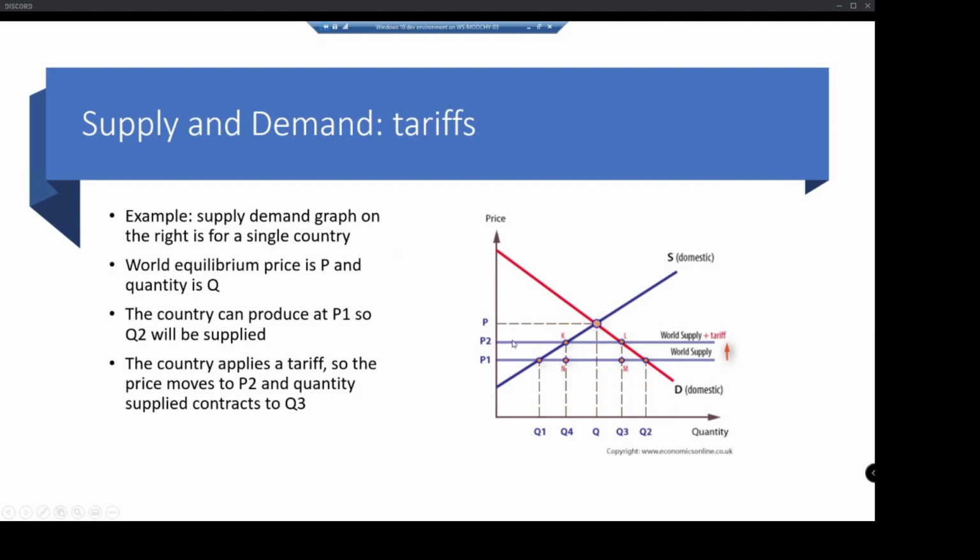Tariffs are another one. Tariffs are a classic in that they cause what's called a deadweight loss, which means they're bad for society from an economic standpoint, or they're theoretically bad anyway. This is a supply-demand graph for a particular country, and then it shows you the world supply and the tariff applied and things like that. What you can see from a tariff is the equilibrium point for the world, basically, right here, and the country could produce at these prices here.